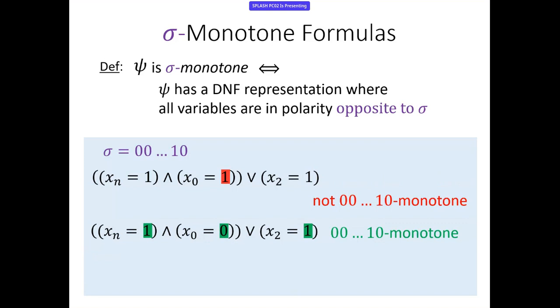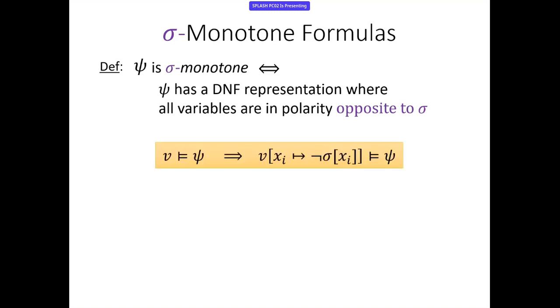And the second formula is 0, 0, 1, 0 monotone because all the variables appear in polarity opposite to how they appear in sigma. So these are sigma monotone formulas. And the intuition here is that such formulas are closed under going further away from sigma. So if we have a state that satisfies the formula and we flip a variable to disagree with sigma, then the resulting state also satisfies the formula.